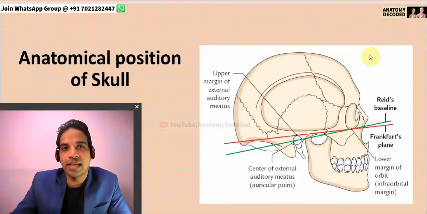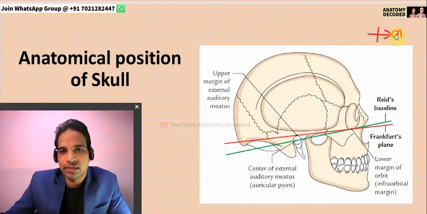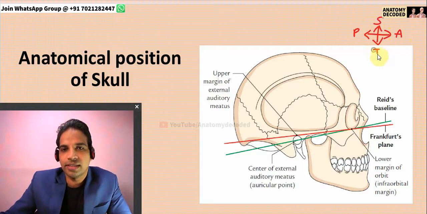How to hold the skull in anatomical position? In anatomical position, the skull has to be held in such a way that this part is anterior, this part is posterior, superior and inferior. With both hands, you have to hold the skull, and these two planes are important. Here we can say this is the orbital margin. This is the inferior margin of the orbit, this point, and the upper margin of the external acoustic meatus. This opening which we can see, this is the external acoustic meatus.